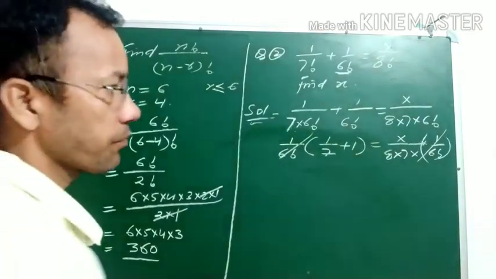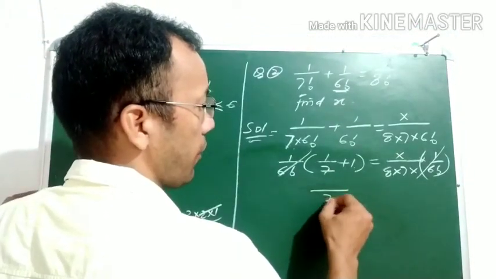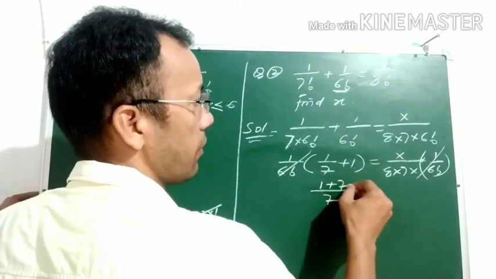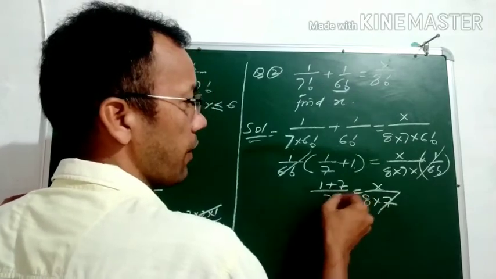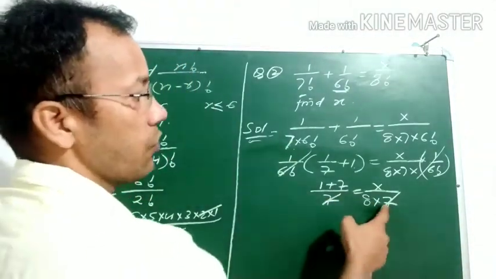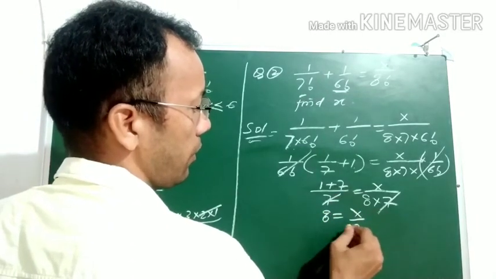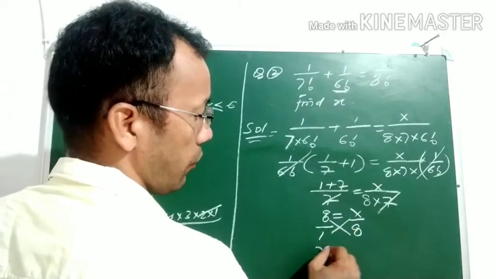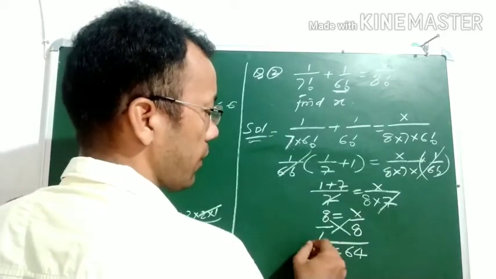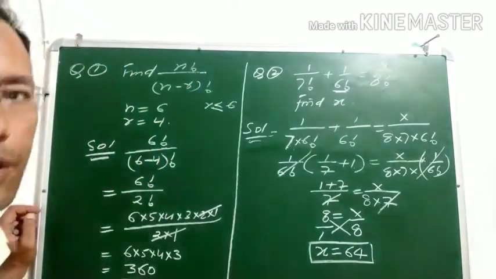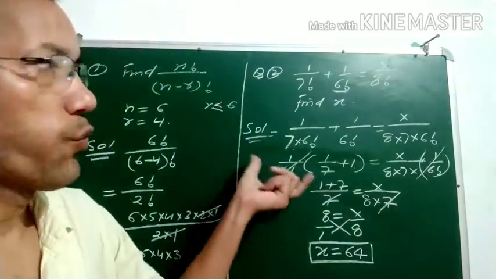And now we have the LCM, which is 7. This is 1 plus 7, 8, equal to x upon 8 into 7. And 7 cancels out, right? 7 cancels out, and 8 is equal to x upon 8. If we cross multiply, x into 1 is x, and 8 into 8 is 64. So x is equal to 64. That is the solution of this one.